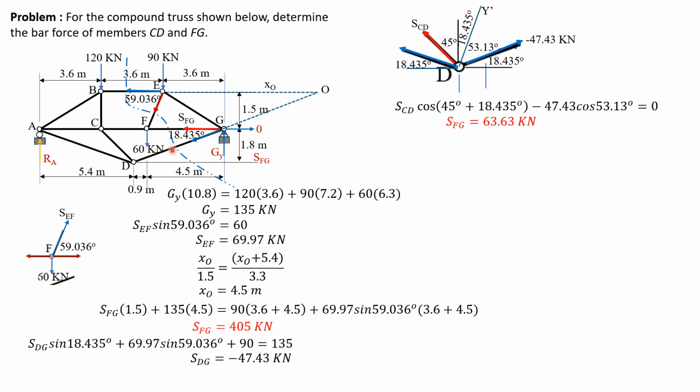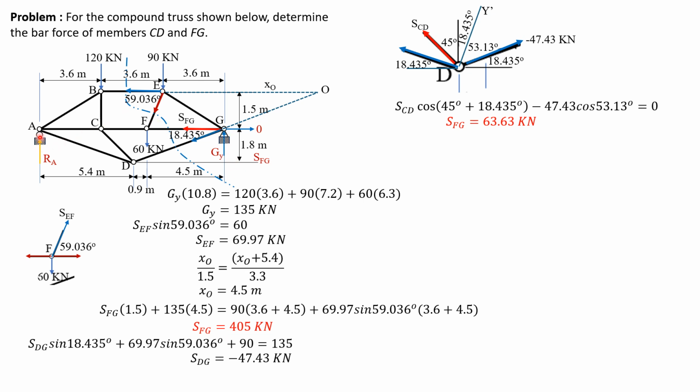So I proceed directly to the technique. If you look at joint F, because it is FG that is required, we can find the force of EF actually by summing up forces Y equals 0 at joint F. But before that, let's solve for the reaction GY in particular.